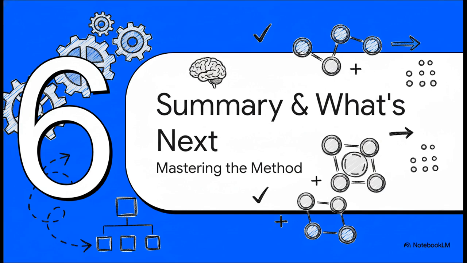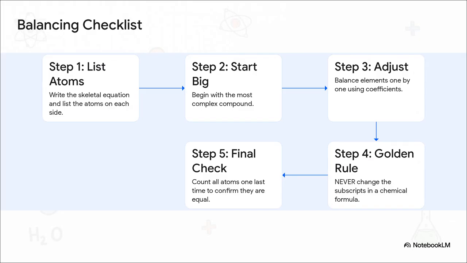Let's just quickly summarize the process so you can remember it for any equation you face. So, here are the steps to remember. First, always write down the unbalanced skeletal equation and list the atoms on each side. Step 2, it's usually easiest to start with the most complicated-looking compound. Step 3, balance the elements one by one by changing the coefficients, those big numbers in front.